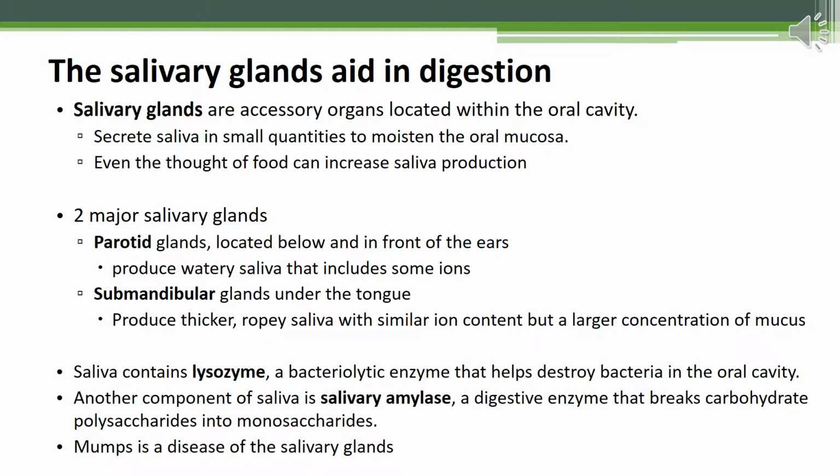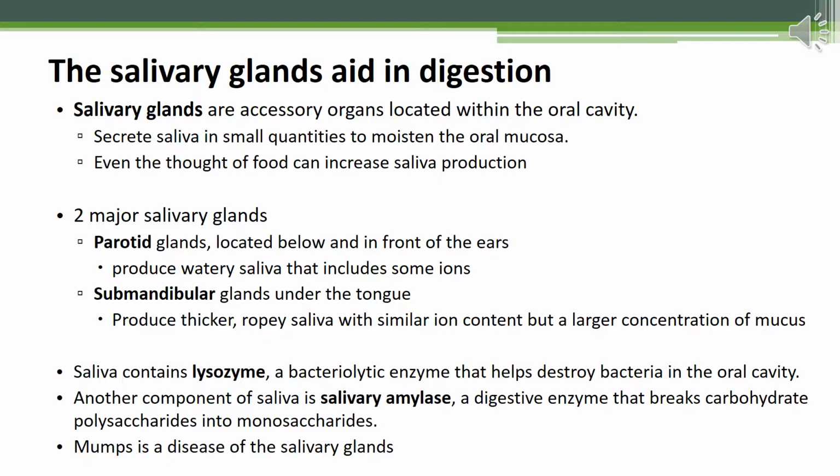And then we have the submandibular glands near the tongue, and these produce a thicker, ropier saliva with a similar ion content, but with a larger concentration of mucus, which makes it thicker. Saliva also contains lysozyme, which is a bacteriolytic enzyme which helps to destroy the bacteria in the oral cavity by interfering with their plasma membranes.